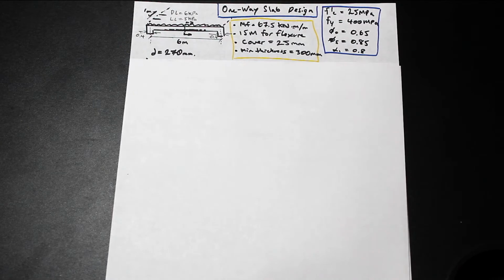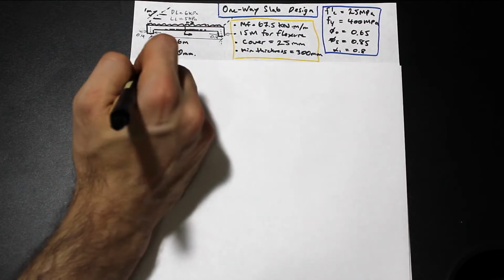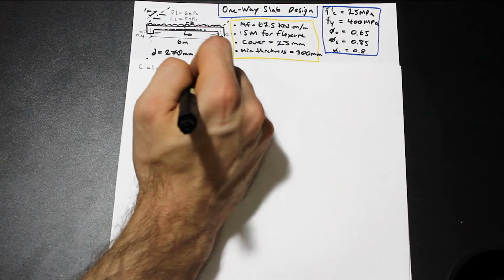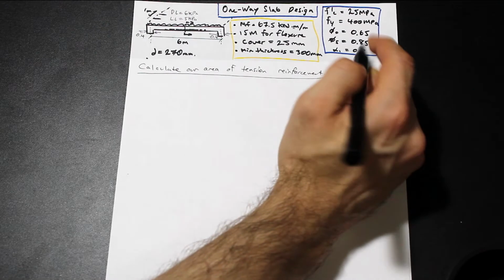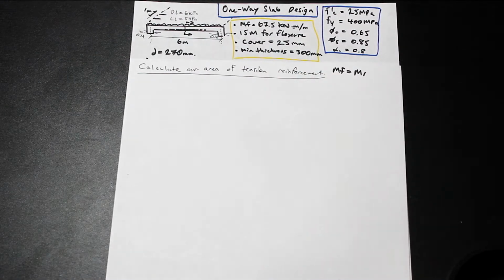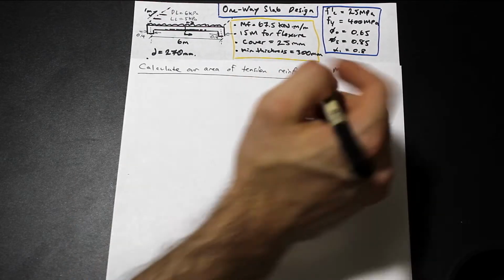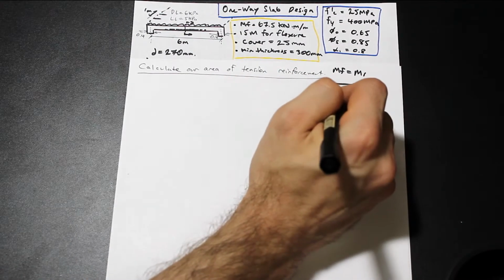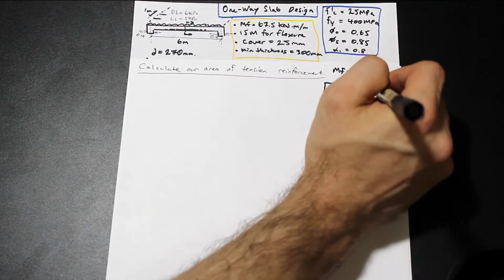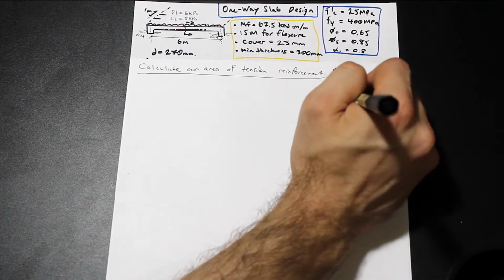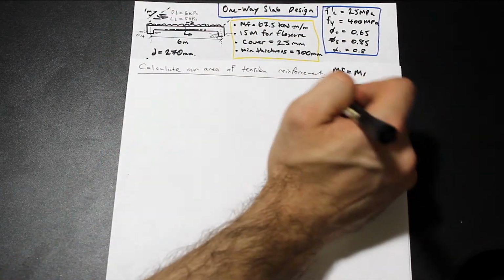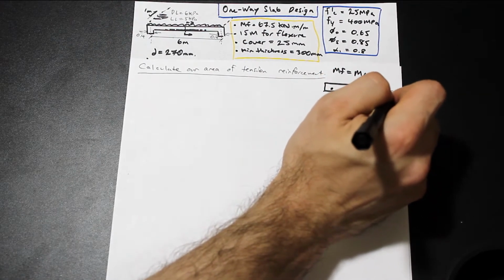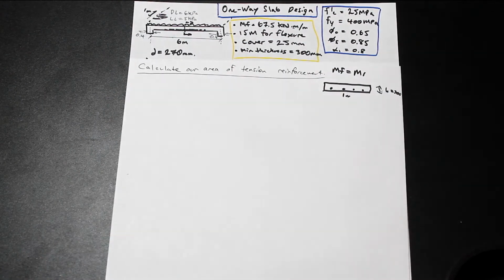So let's get right into the question and pick up from where we finished in the last video. We're going to calculate our area of tension reinforcement using our factored moment. We're going to say that our factored moment equals our moment resistance, plug it into the formula, and get the area of steel that we require for a 1 meter strip of slab. If you'll remember, say we have some rebars here, we don't know how many yet, and this is a 1 meter strip in this direction, and this is the height of our slab, which is 300.